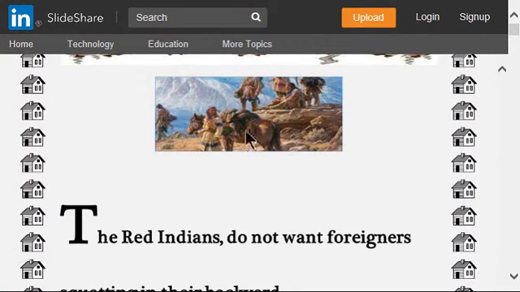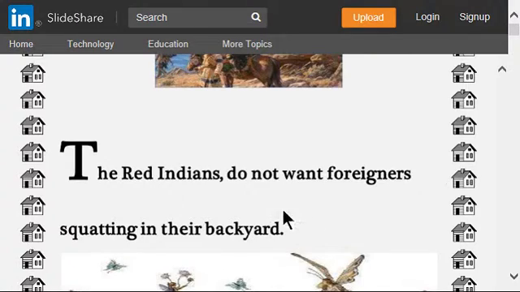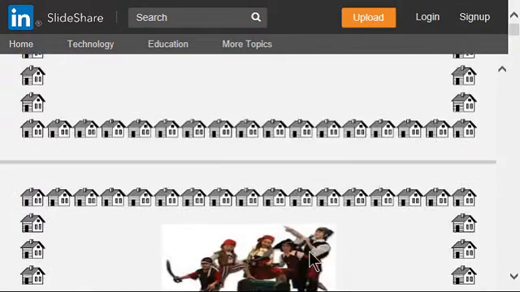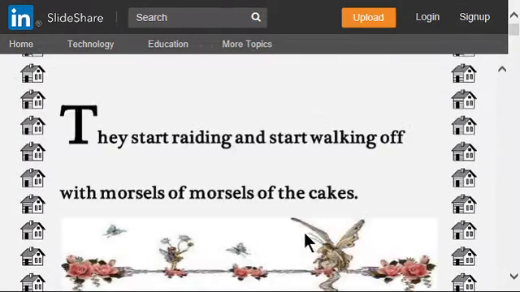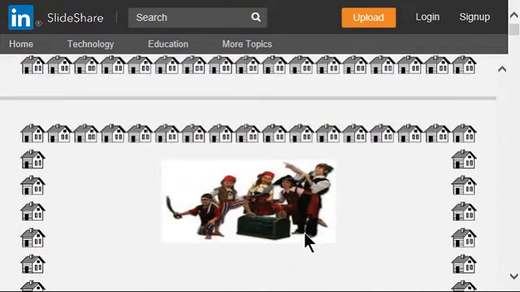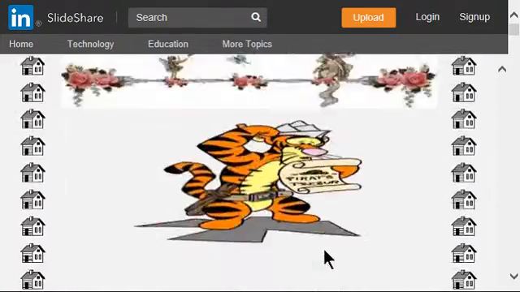The Red Indians do not want foreigners in New York. So they start trading. They do not want foreigners squatting in their backyard. They start trading and walking off with bottles of cakes. They become pirates. This puts Tigger in a spot.